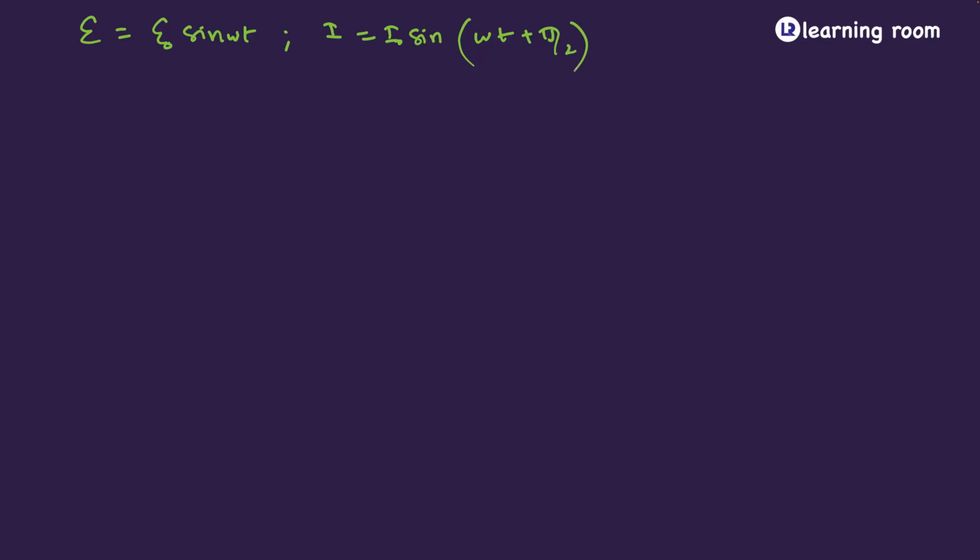Now what do we need to do? We found the relation between the input and the output. The next step is to draw the phasor diagram, and the third step is to draw the graphical representations.